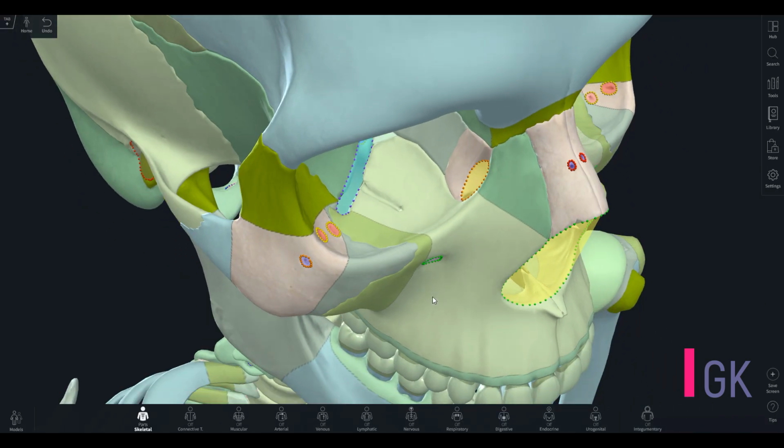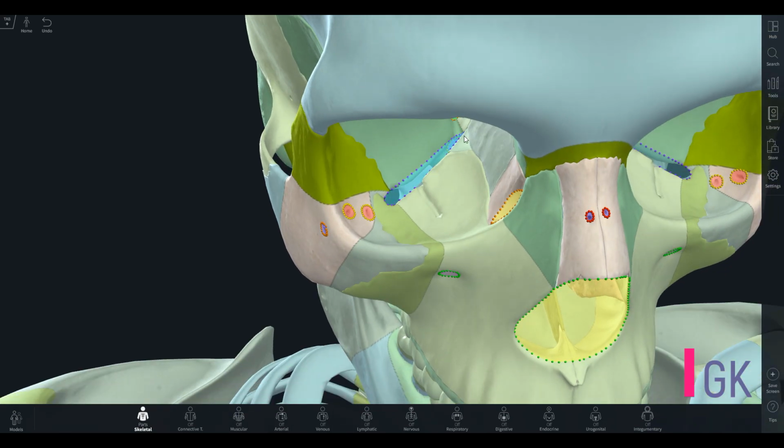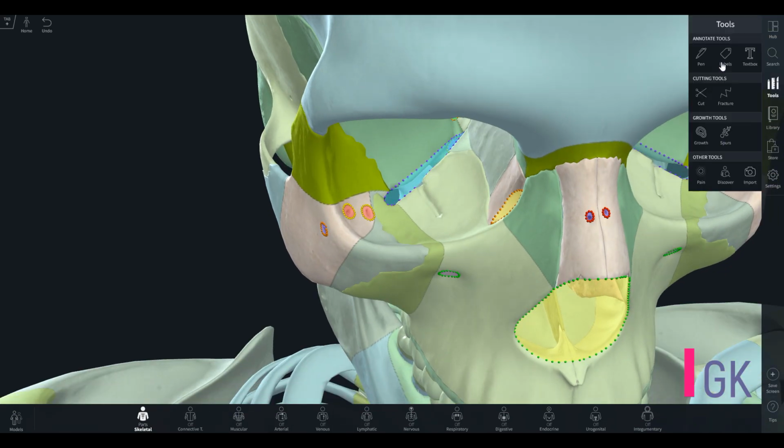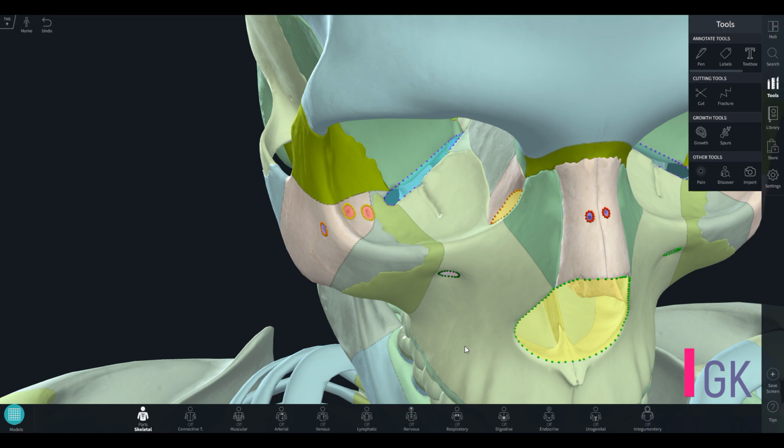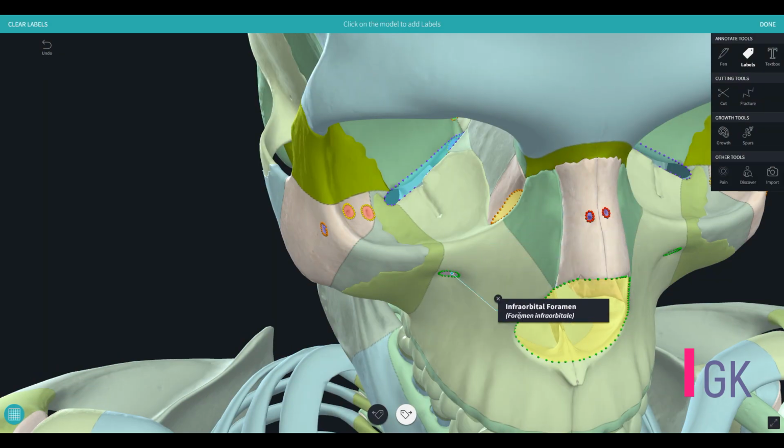The next communication, located in the gap on the floor of the orbit, is the inferior orbital fissure, which communicates this socket with the infratemporal fossa and pterygopalatine fossa. This means fissura orbitalis inferior communicates the orbit with the infratemporal fossa and pterygopalatine fossa. Next, there is the infraorbital foramen, which communicates the orbit with the canine fossa.